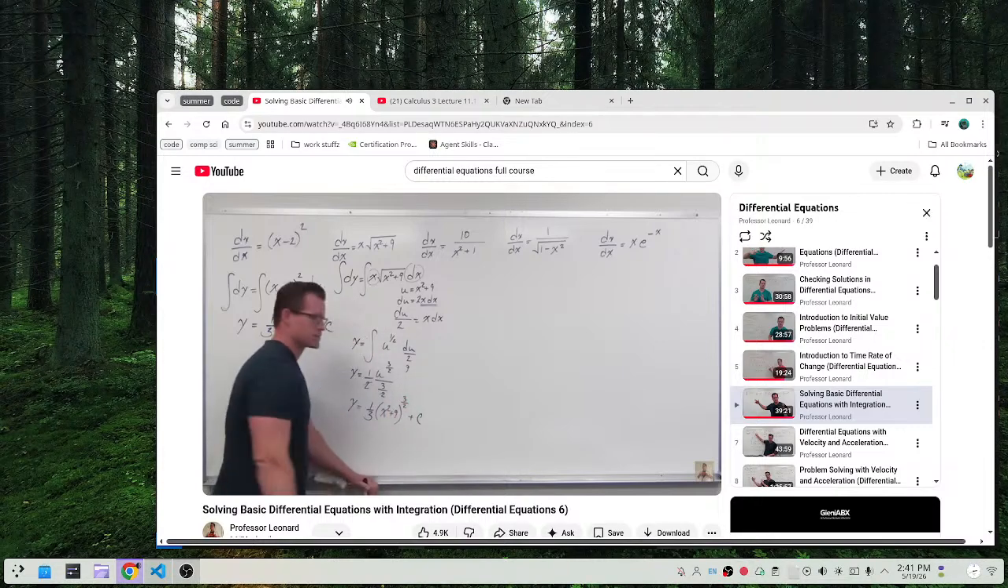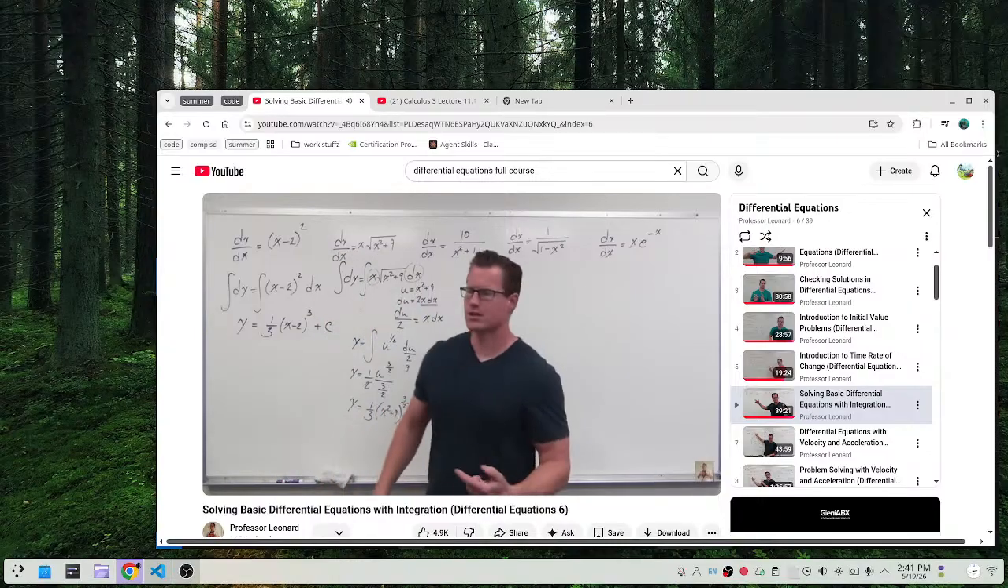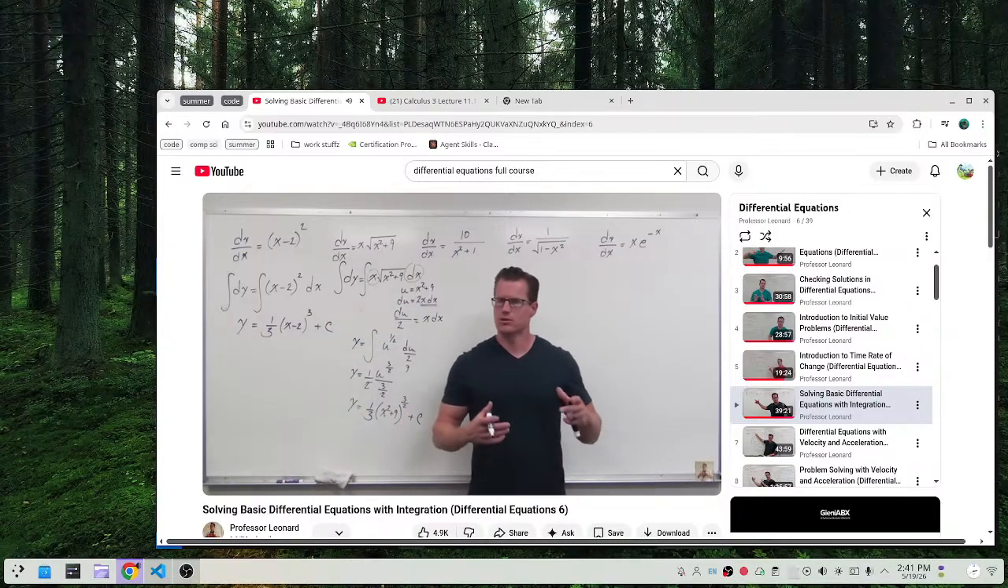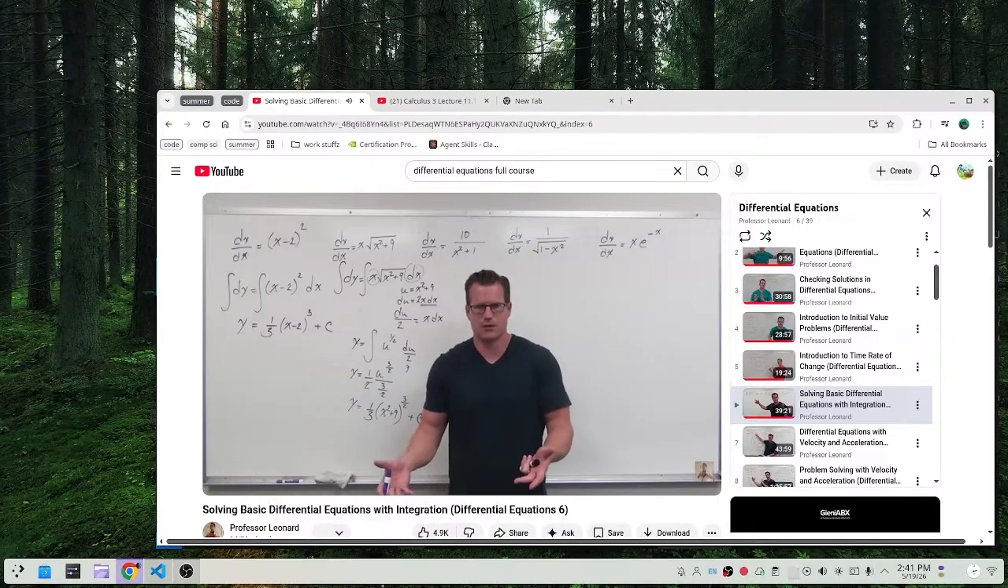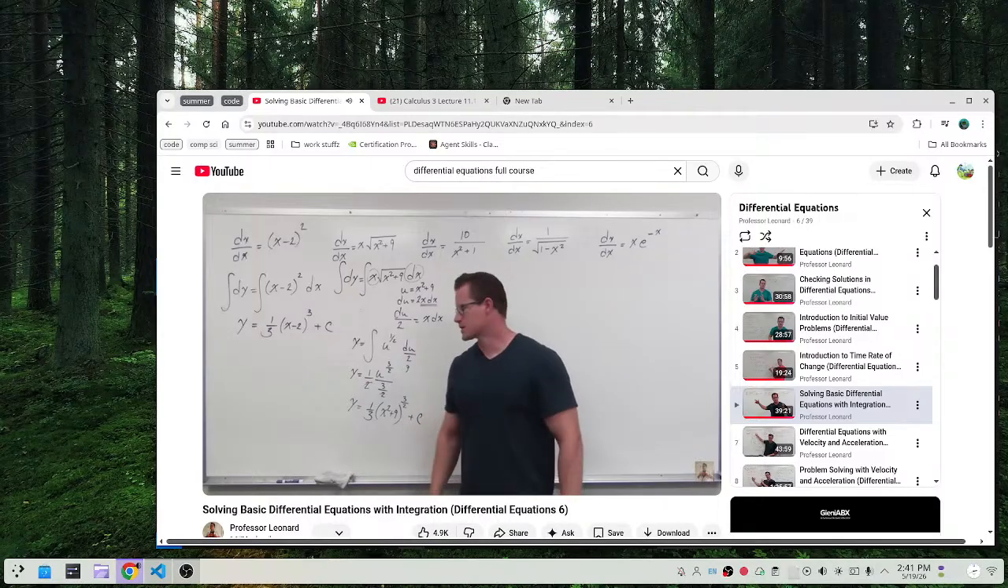And then plus c is ultimately extremely important for us. Without that plus c, an initial value can't be used because there's nothing to plug in to find out what that value of c would be. So if you don't have plus c, how are you going to find that? It doesn't make sense. So you have to have that plus c.